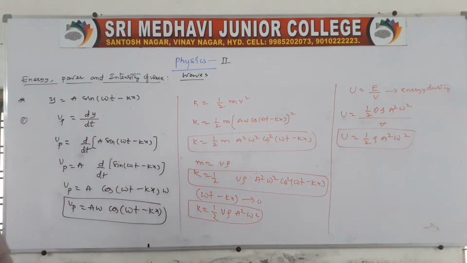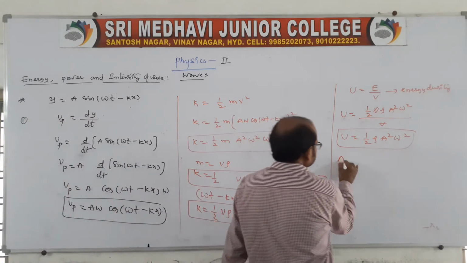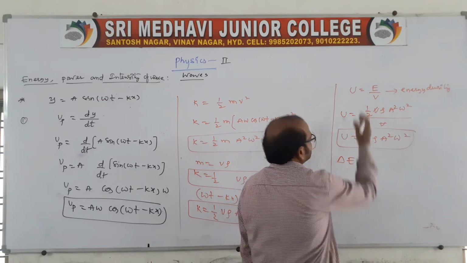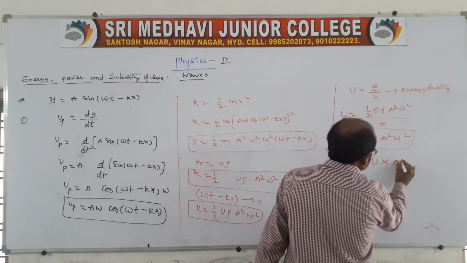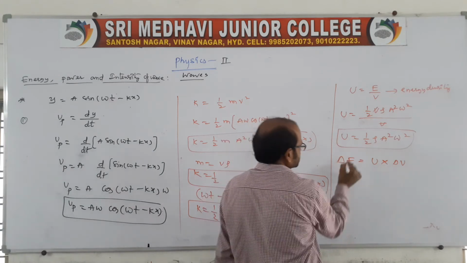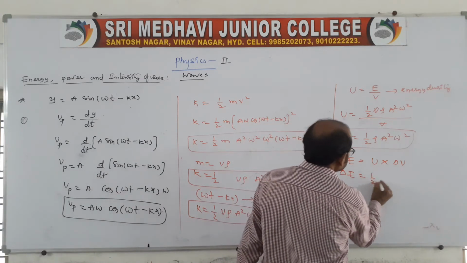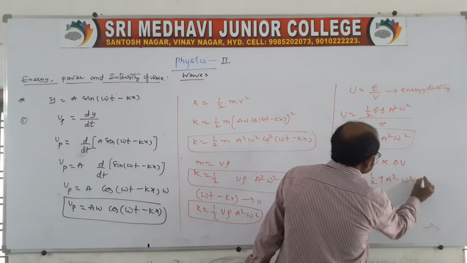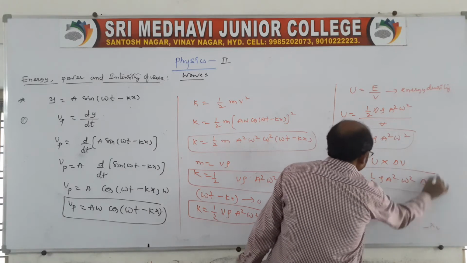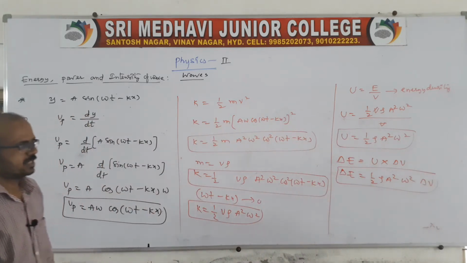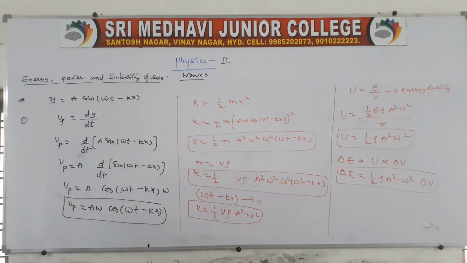Energy density it is, but it is asking energy, no? Therefore, for that, energy we can also take like this. Here delta E is equal to energy, from there only, energy density into change in volume. So delta E is equal to 1 by 2 rho a square omega square delta V. This is the energy during the wave.